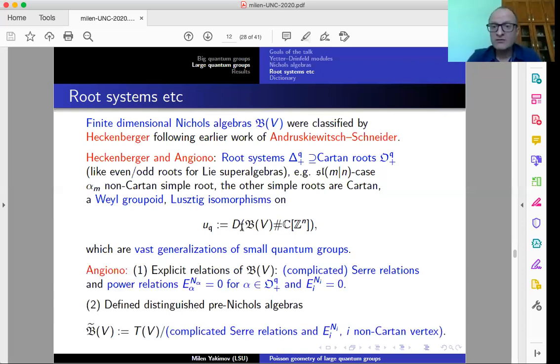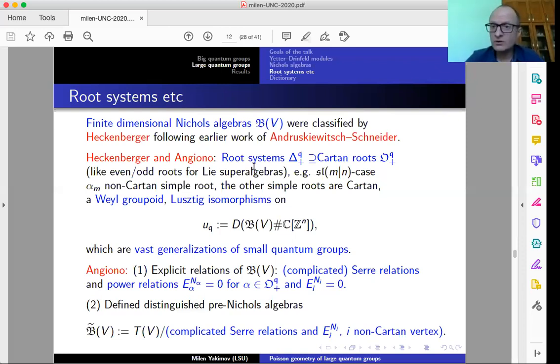Furthermore, Iván Angiono came up with a sequence of very strong papers where first he introduced the notion of Cartan roots inside all roots. So these are analogs of the even roots of Lie superalgebras. And the complement of them are analogs of the odd roots of the Lie superalgebra, or better to say, of the odd roots for which the bilinear form vanishes on them, isotropic roots.